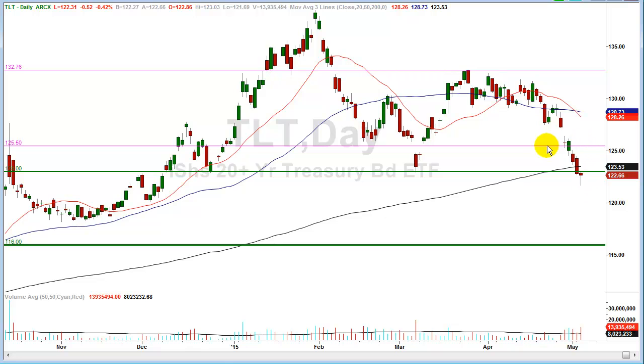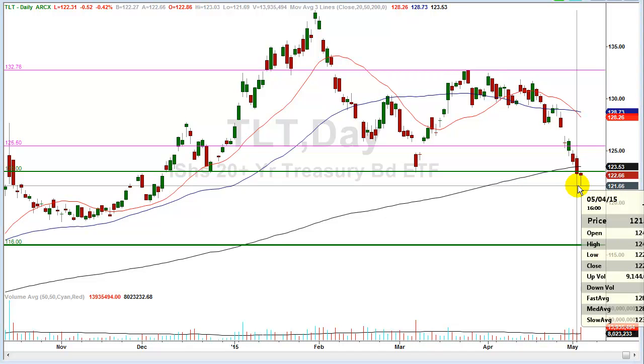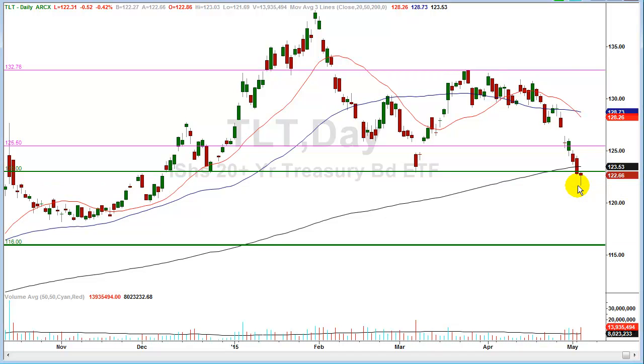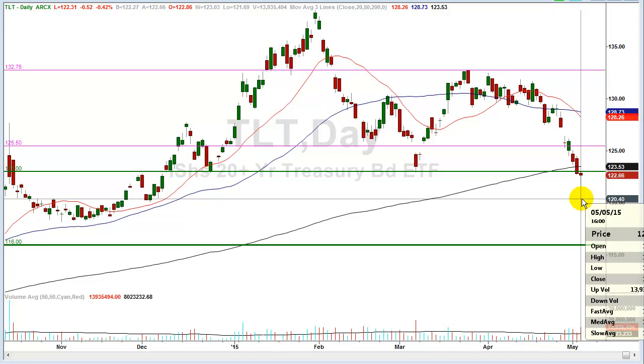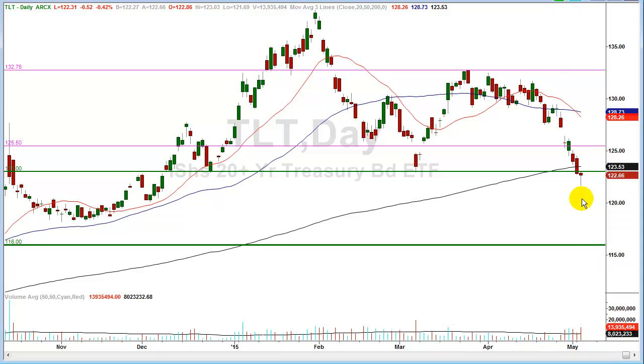And even though this level held for a day and a half, and that was okay, this level looked like it was going to hold, and it looked like it wanted to make a bottoming tail today, and it closed below this level, and that's the problem. Here's the low, 122.83, and today's close was 122.66. So this is the deal.